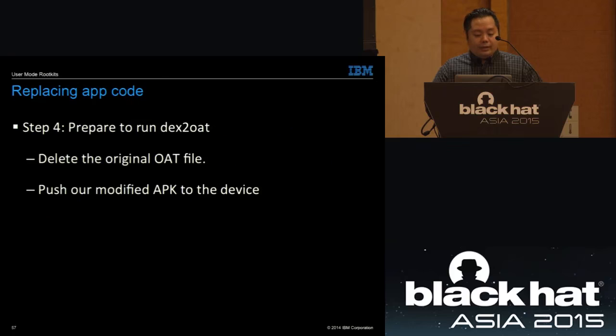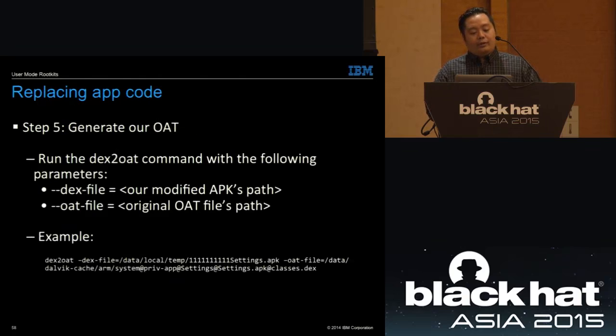And then we prepare to run dex2auth. We delete the original auth file and push our modified APK to the device. And now it's time to generate our auth. The command line involved here is much simpler.